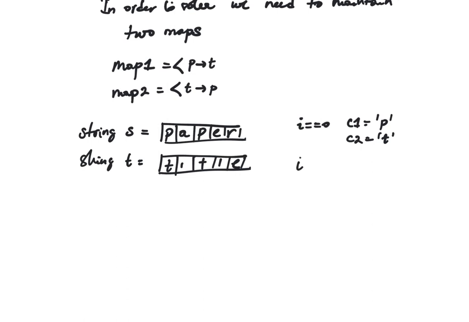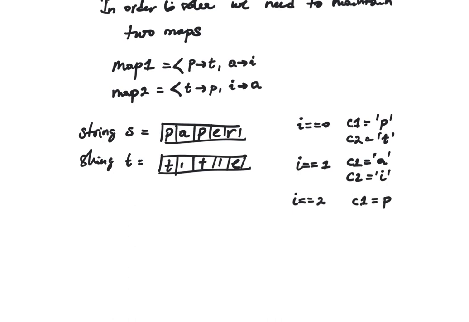So we take the second thing, I equal to 1. C1 is A, and C2 is I. Map 1 doesn't contain A, map 2 does not contain I, so we add A maps to I and I maps to A. We go to the next one.